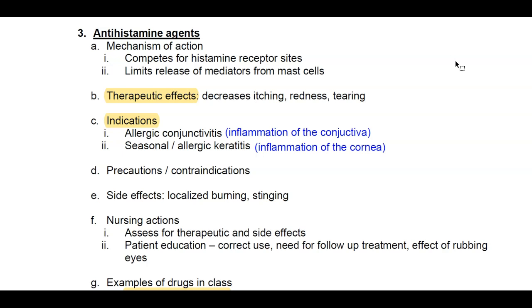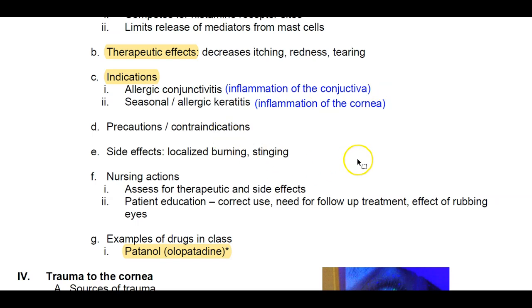Some nursing actions, always assess the therapeutic effect and side effect, and patient education, the correct way of using it, needing to follow up with treatment, and the effects of rubbing their eyes. Example of drug under this class is your Patanol or olopatadine.